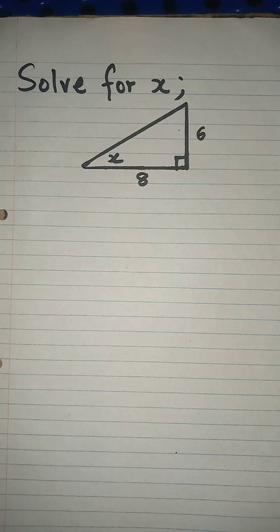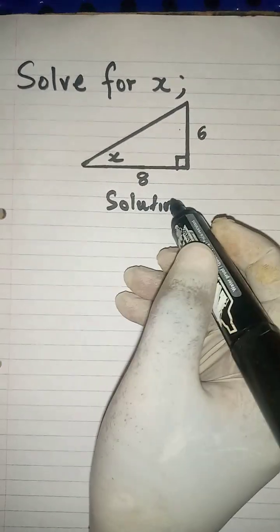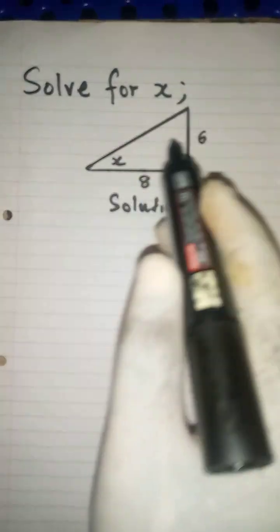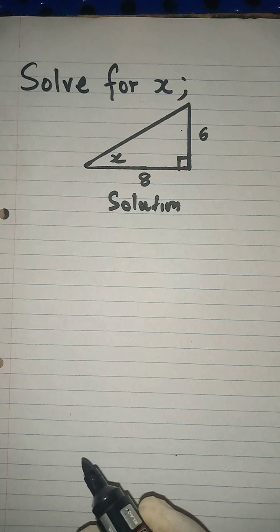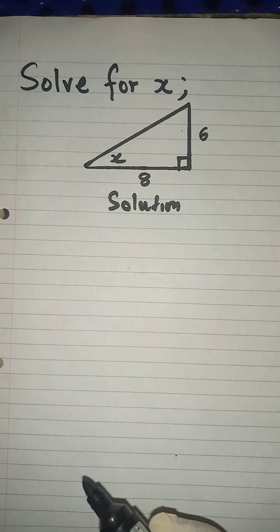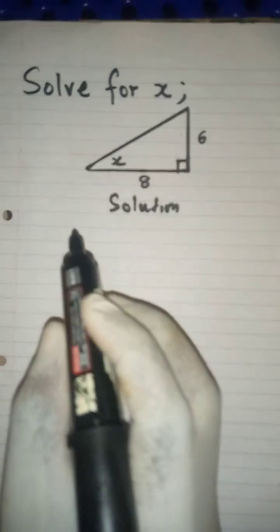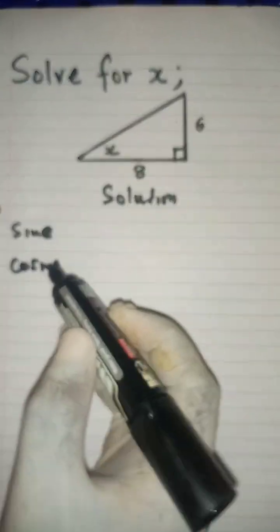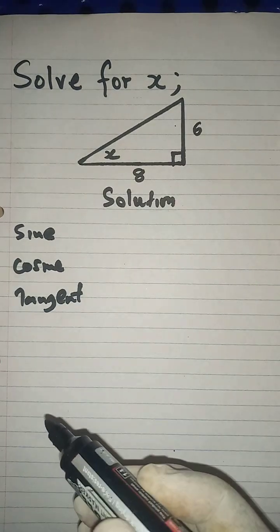So let us dive into the equation. On the solution part, it's clear to see that this is a right angle triangle, and for me to solve it, I'm going to apply the trigonometric identities of the sine, the cosine, and the tangent. So that is what I'm going to use.